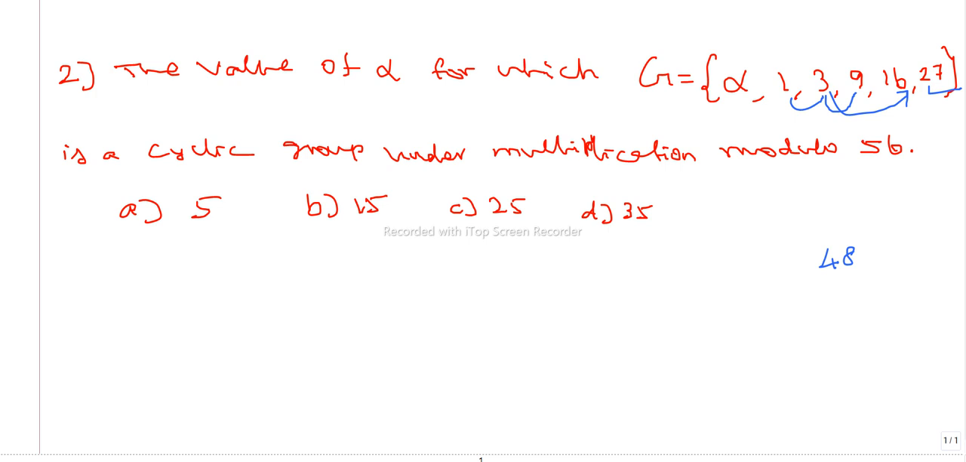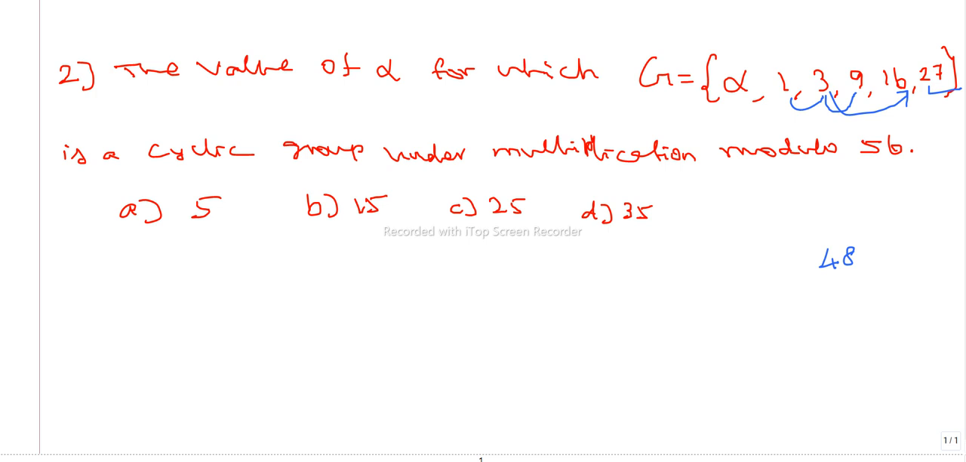Yes, sir. But 48 is missing in this set, right? Am I writing correct? Yeah, but okay, modulo 56. Okay, so why do they say it? Actually the options are not given, so I think maybe this is wrong, because if you multiply with any other elements, maybe we will check.